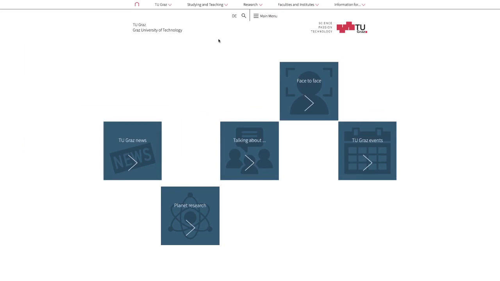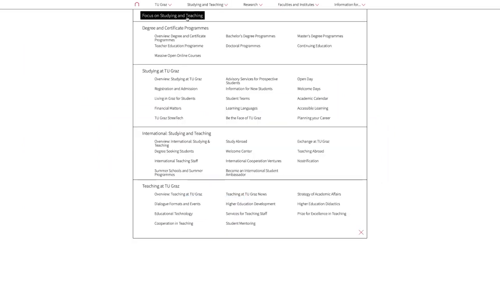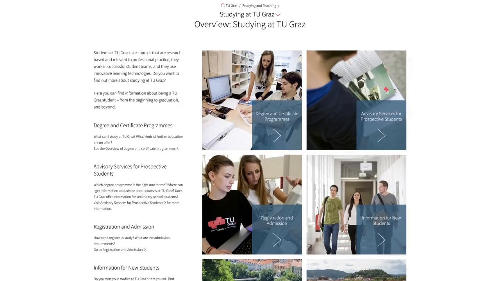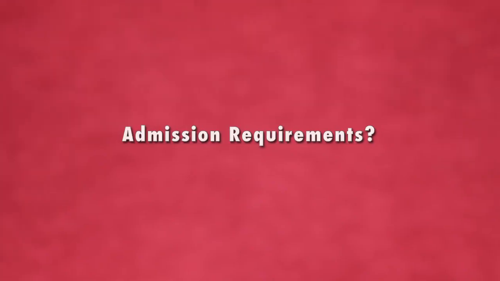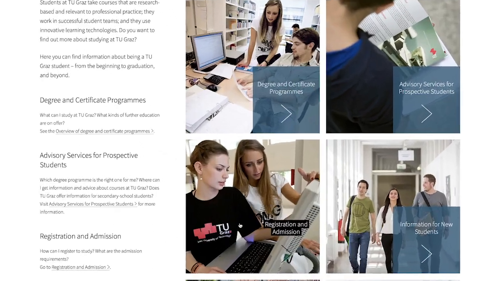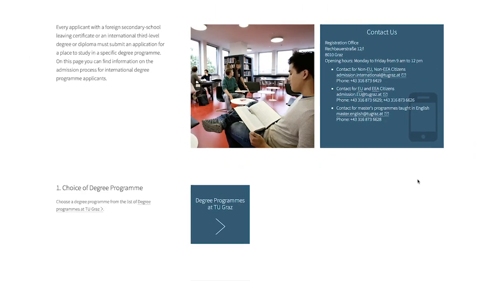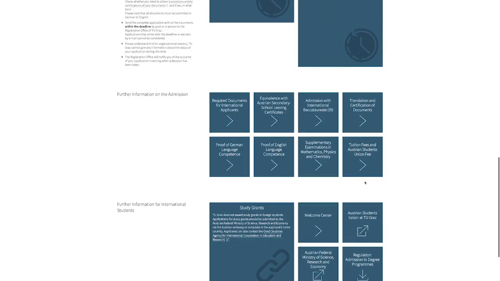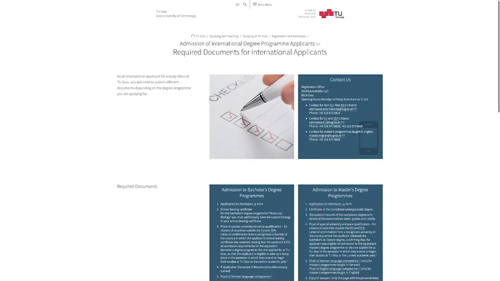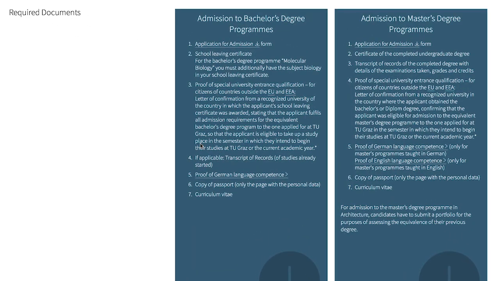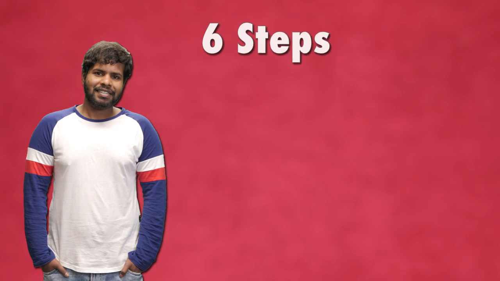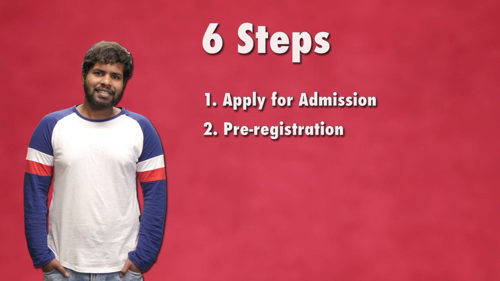The TU Graz website provides Michael with all necessary information regarding the process, above all the admission deadlines. In order to enroll as a degree-seeking student at TU Graz, Michael has to complete the following steps. First, apply for admission. Second, pre-register.